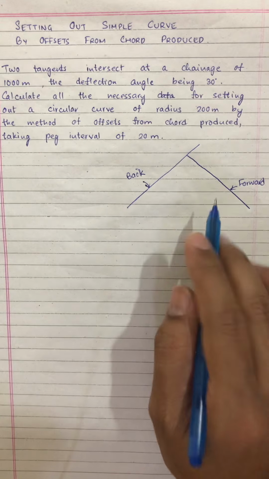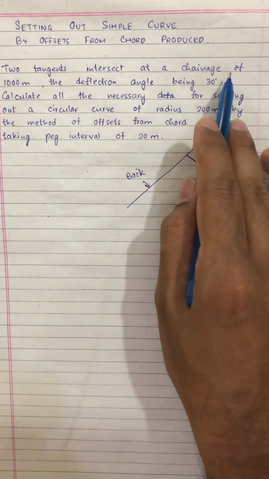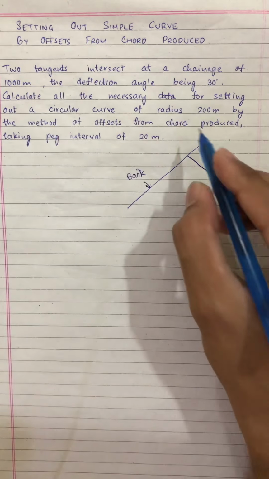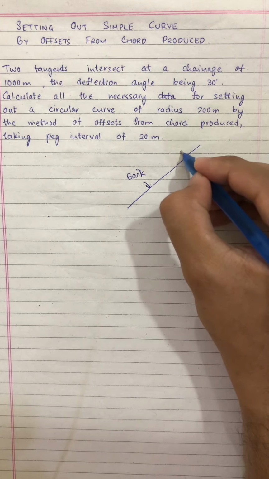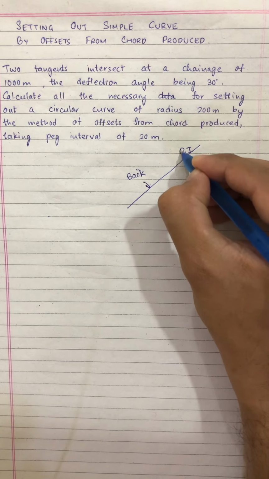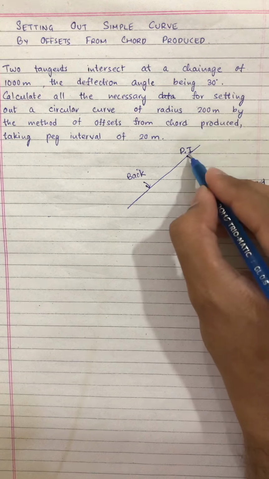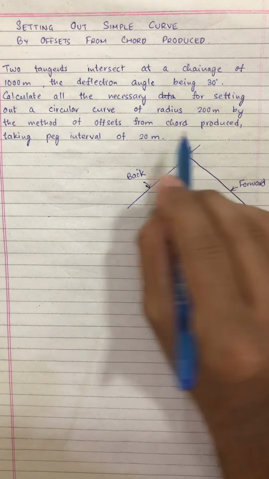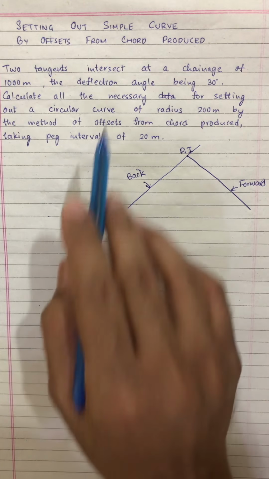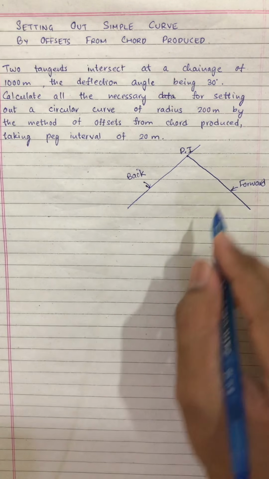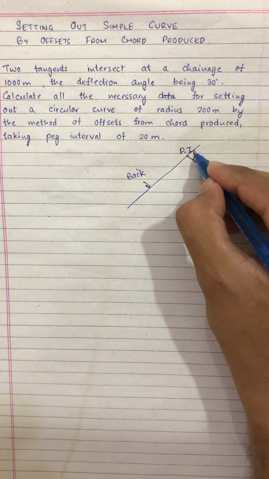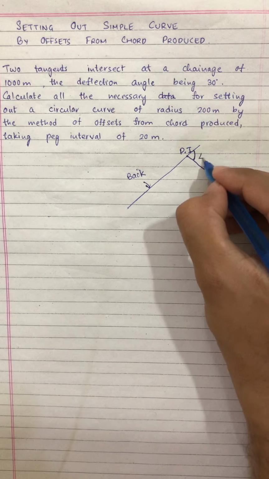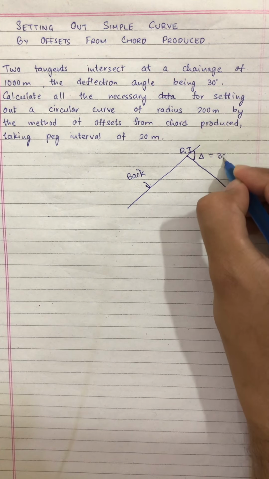So these two tangents, it is saying they intersect at a chainage of 1000 meter. Suppose this is the point of intersection PI, and here the chainage is given as 1000 meter. The deflection angle being 30 degree. Deflection angle is this external deflection angle, given as delta equal to 30 degree.